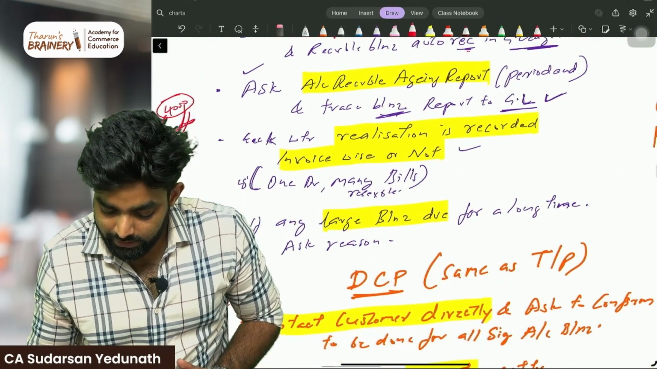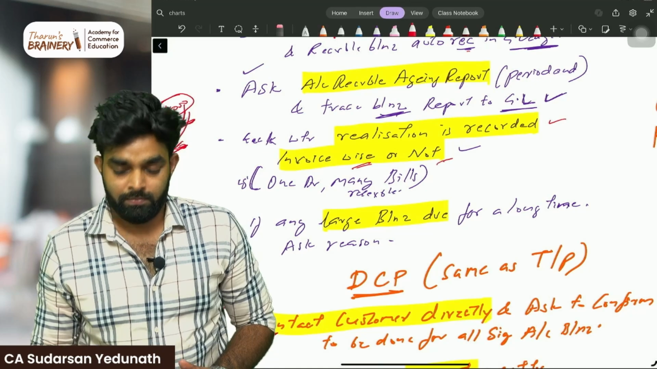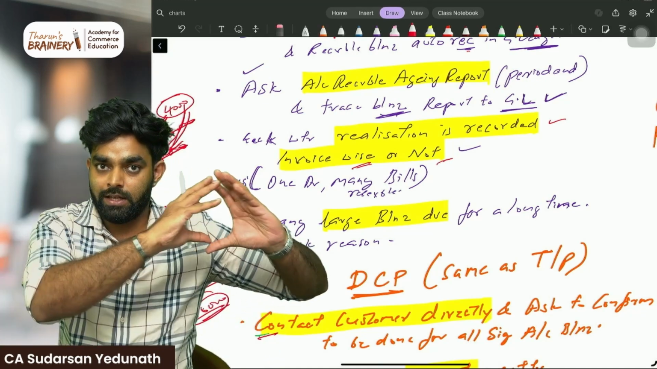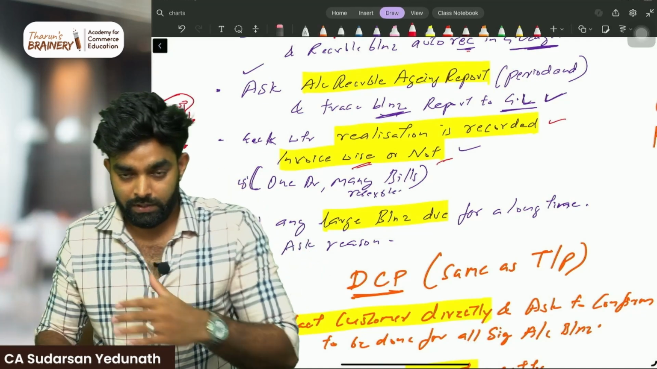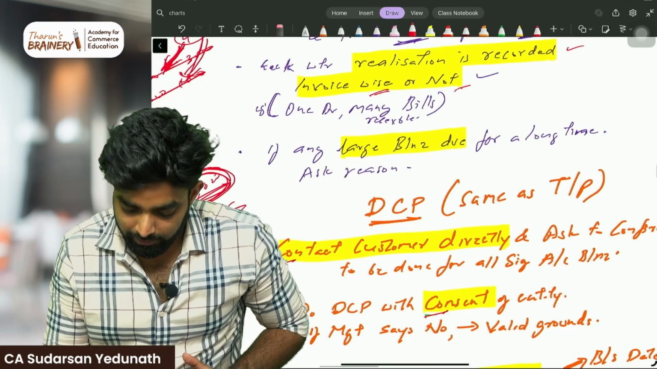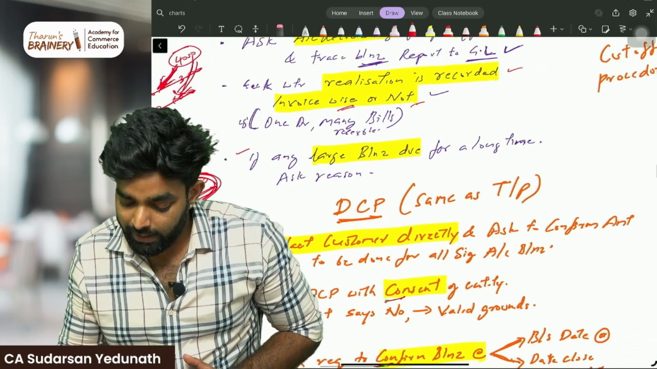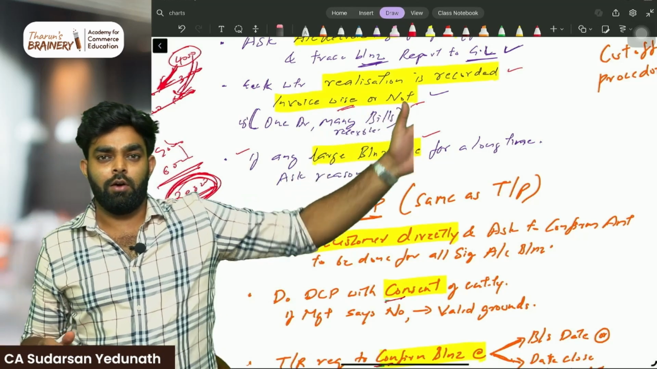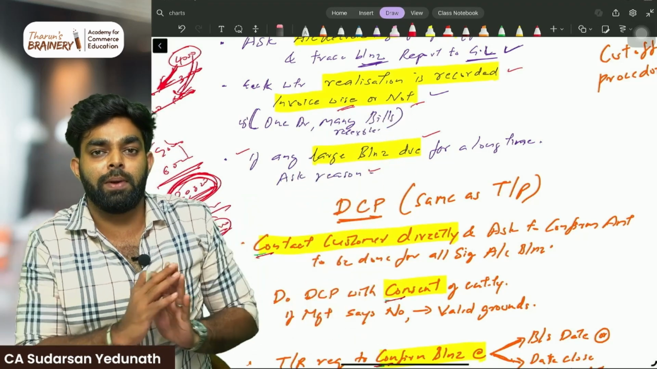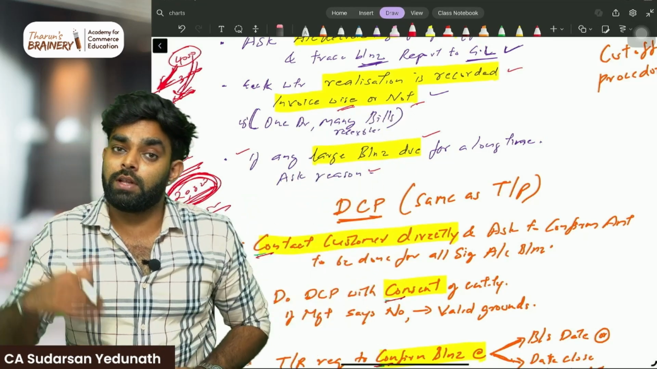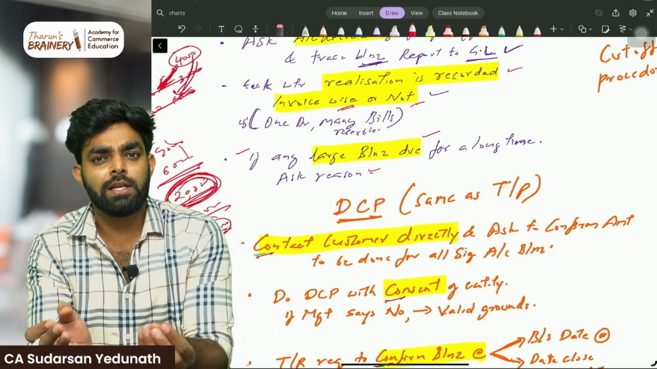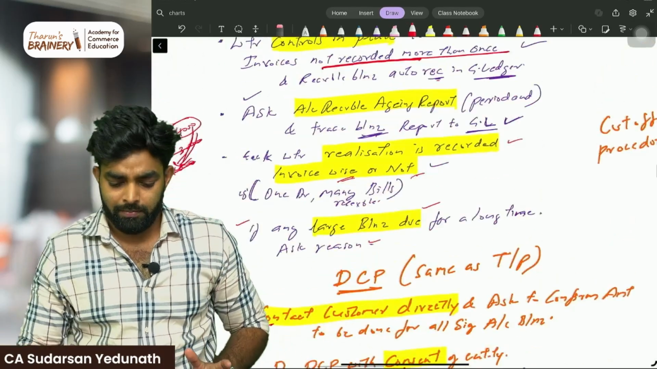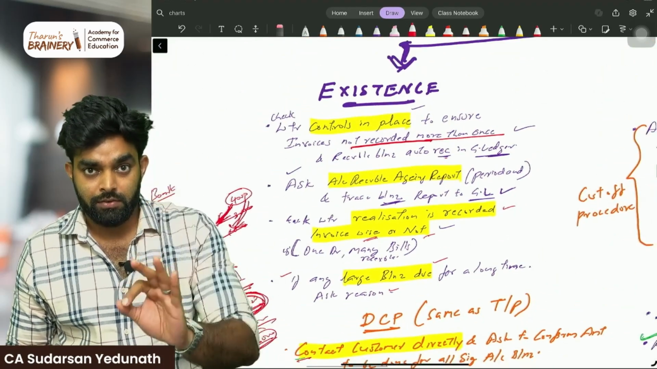Check whether the realization is recorded invoice wise or not, whether that money is recorded against the invoice or against the total only, on an aggregate basis. Then if any large balance is due for a long time, ask the reason. For example, one debtor has not paid even a single rupee for the last 10 years or 5 years. So that balance is due for many years, right? So ask the management, what is the reason this person is still not paying? So these are the 4 things that you have to check for existence.